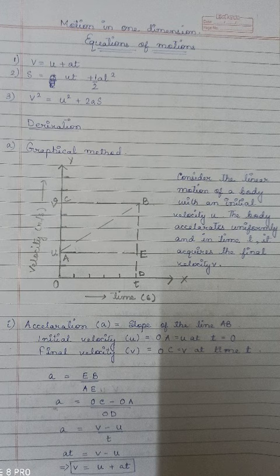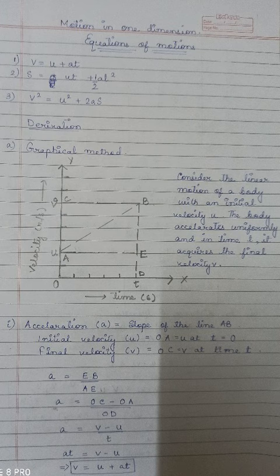Now we will be starting with the proof. It says, consider the linear motion of a body with an initial velocity u. That means the body has started with a velocity u. The body accelerates uniformly, and in time t it acquires the final velocity v. Means in time t its velocity was v.